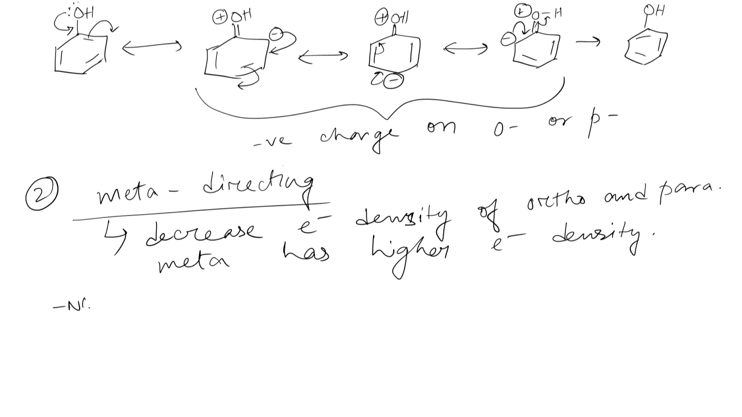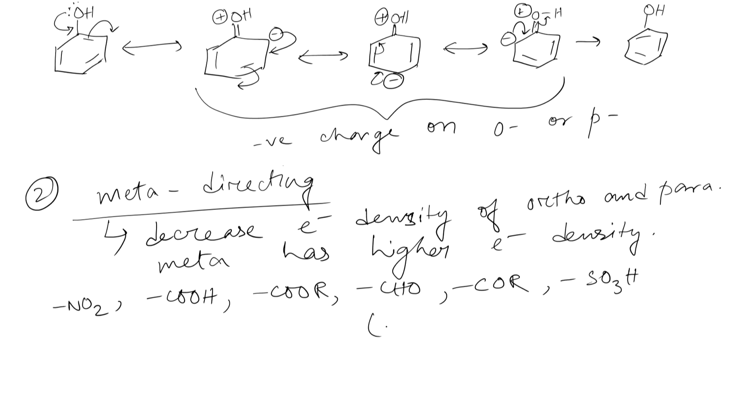So, such groups are NO2, CO2H, CO2R, CHO, COR, SO3H, etc. That is mostly electron withdrawing groups, with an exception of halogens again, they are ortho-para directing. So, let us understand this one with one example.